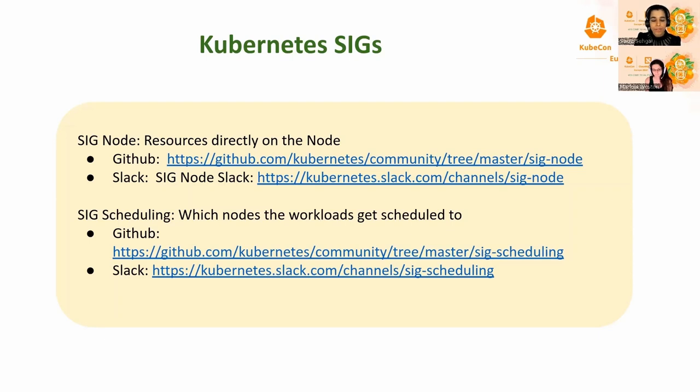SIG scheduling, on the other hand, is responsible for components that make pod placement decisions. So your Kubernetes scheduler and scheduling features, frameworks such as scheduler framework that allows you to create custom plugins, all fall in the realm of SIG scheduling.